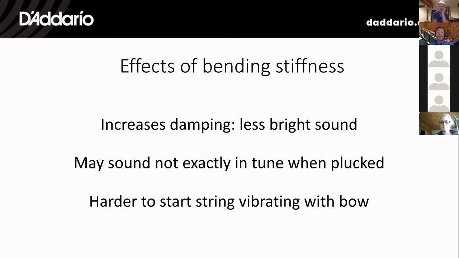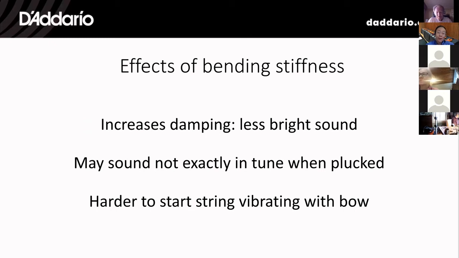So what are the effects of bending stiffness? Well, one of the main effects is that it increases the damping. And Jim and Nicholas, who's also on this talk, they've written a paper that they've published recently. It's on their website and explains this very well. And so bending stiffness will increase damping and it leads to a less bright sound.